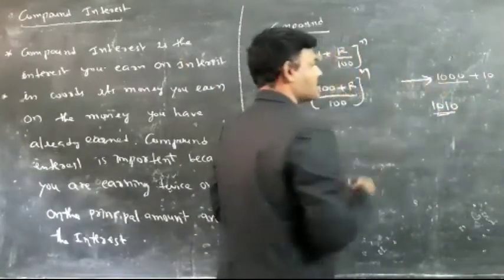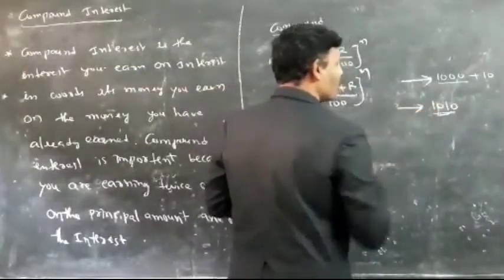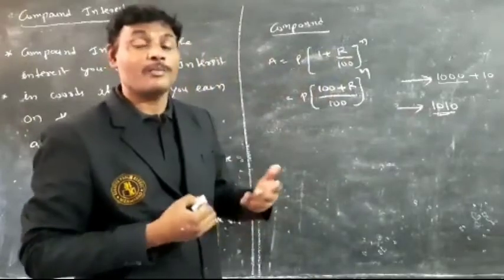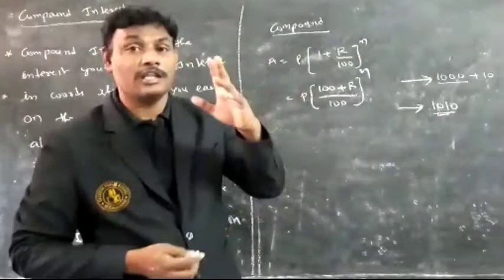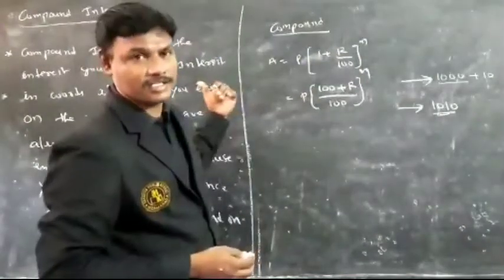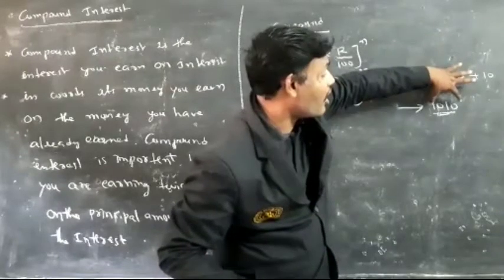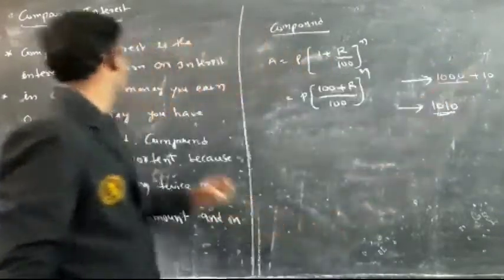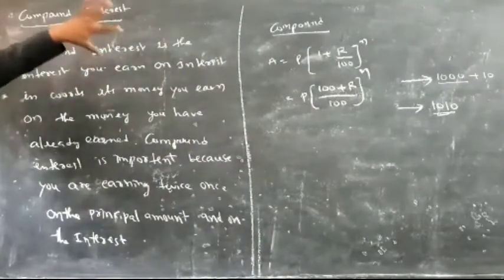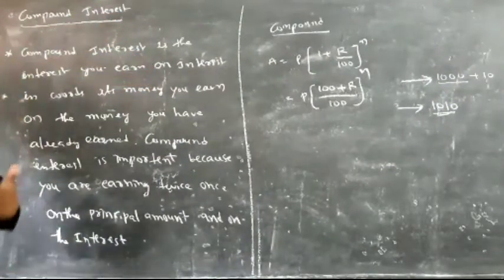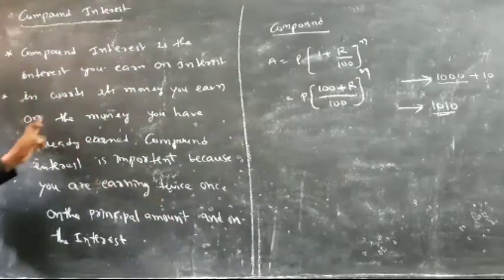So first month principal amount is 1,000. In the second month principal amount is 1,010. So mainly banks, they are giving house loans, etc. They calculate compound interest. So you are gaining the interest on principal amount and also on interest. See, compound interest is the interest you earn on interest. It's money you earn on the money.